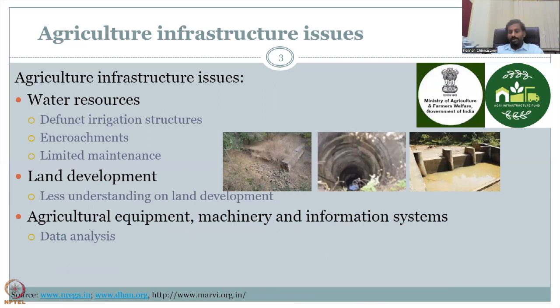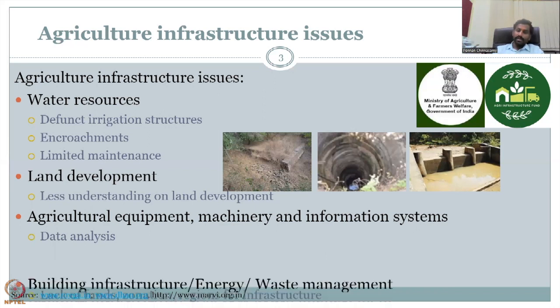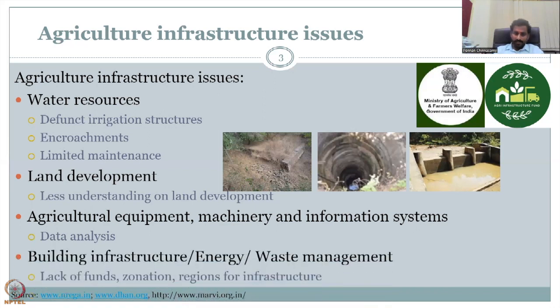For agricultural equipment, machinery, and information systems, a lot of data analysis is needed. There is a need for data to look at what kind of equipment is needed, how many people are going to share, and what the return on investment, ROI, is. For this, there is a need for data which doesn't exist.